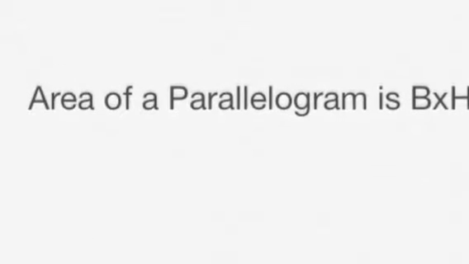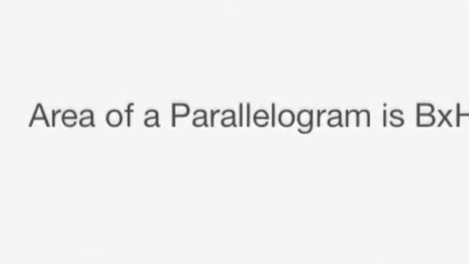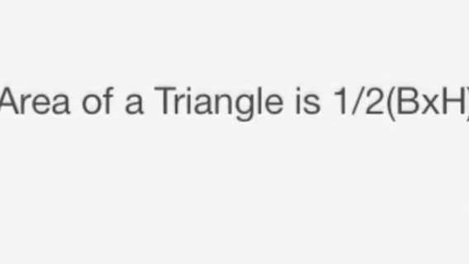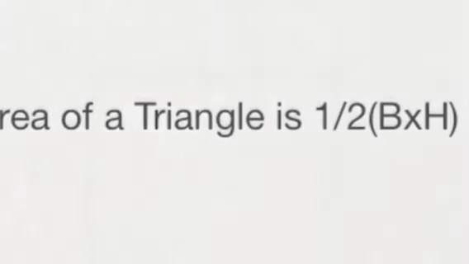The area of a parallelogram is base times height. The area of a triangle is 1/2 base times height. For this problem, since all of the sides are congruent, you do base times height, which is 6 times 6. So the area of the parallelogram is 36.